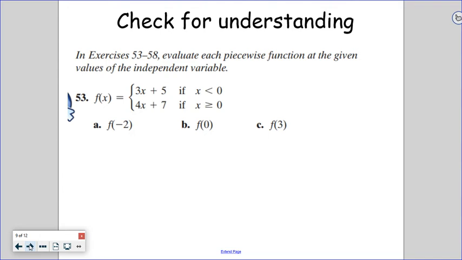Okay, on the board. Let's go. You got 3 problems. F of 2, F of 0, F of 3. Do not graph this. Do not graph this one.